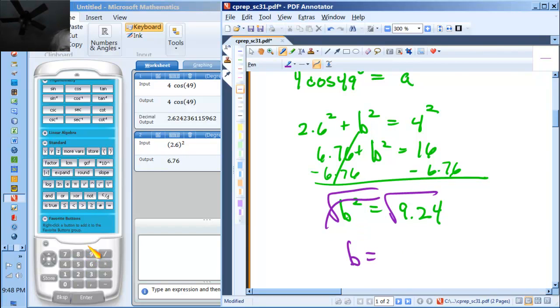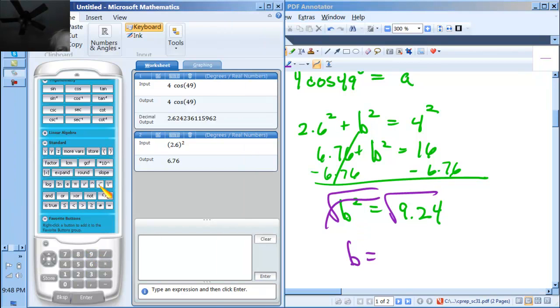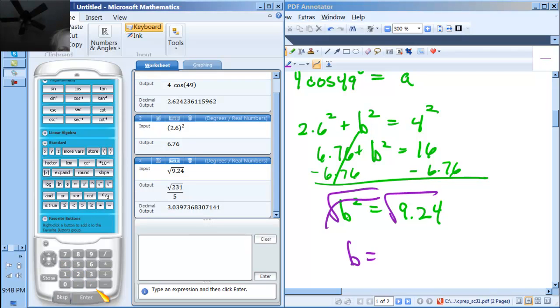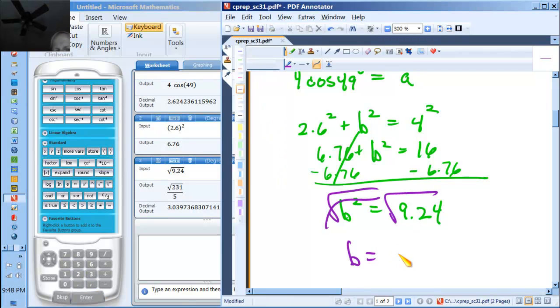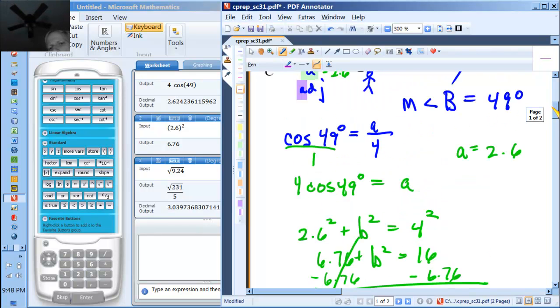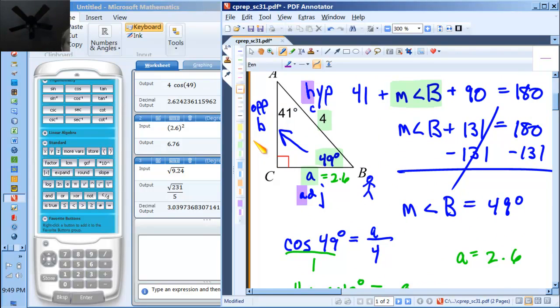So let me do that. Square root of 9.24, that's 3.03, so approximately 3.0. Alright, and now I pretty much have all three sides and all three angles. The sides are 3.0, 4, and 2.6, and the angles are 41 degrees, 49 degrees, and of course 90 degrees.